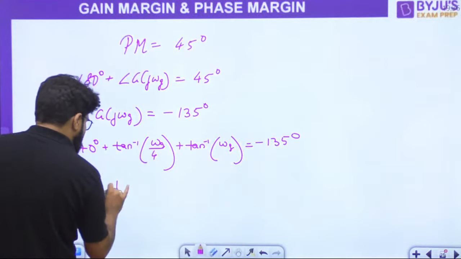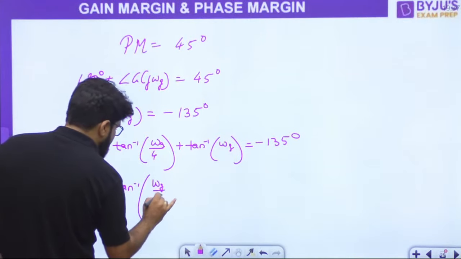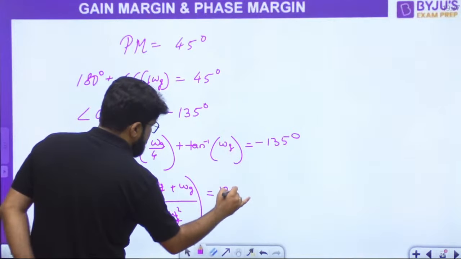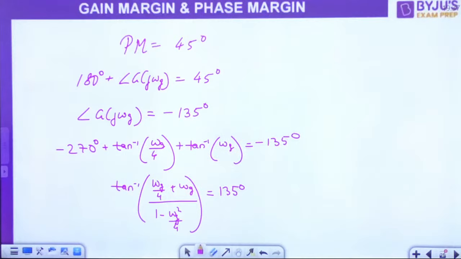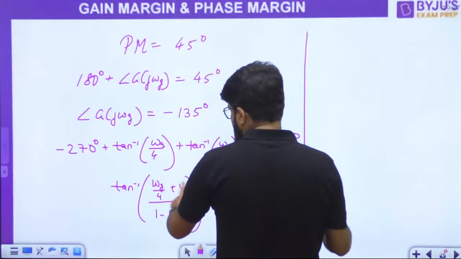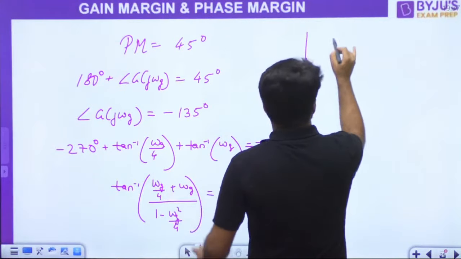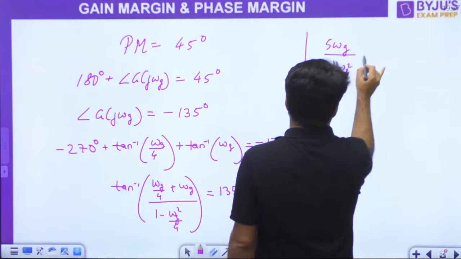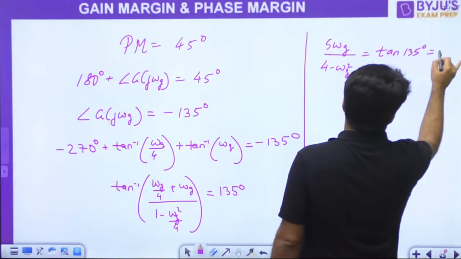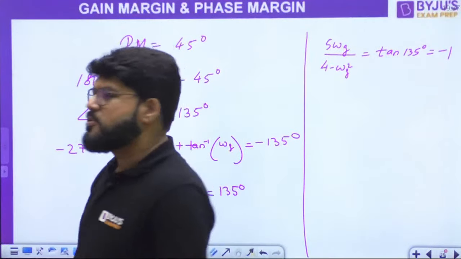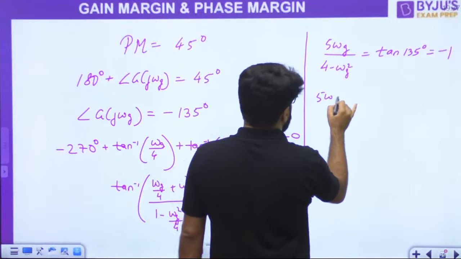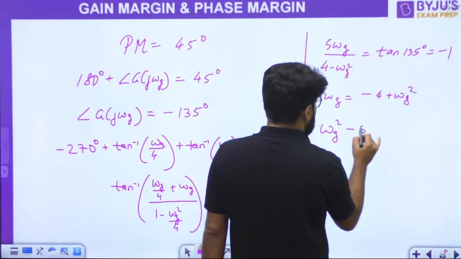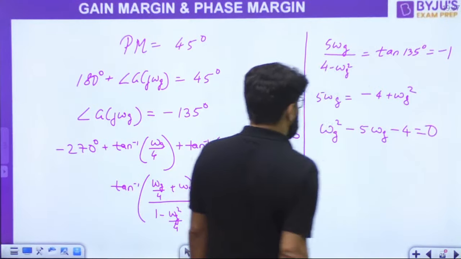Send the minus 270 to the right hand side. Then how much will it be? I will apply the identity tan inverse A plus tan inverse B. So tan inverse of (A plus B) upon (1 minus AB) is 135 degree, since 270 minus 135 is 135. So this becomes 5ω_g divided by (4 minus ω_g square) equal to tan 135. In the second quadrant tan is negative, so this is minus 1. So 5ω_g is equal to minus 4 plus ω_g square. I get a quadratic equation, ω_g square minus 5ω_g minus 4 equal to 0.